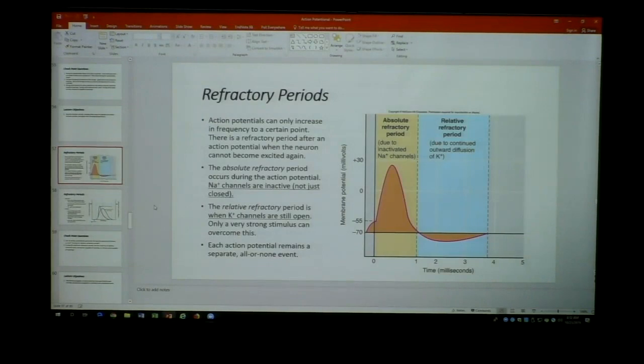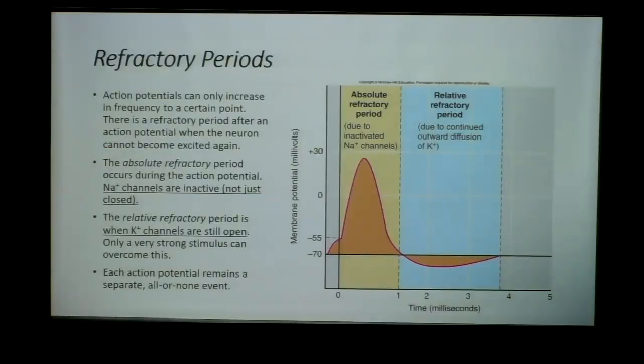Okay, so when we spoke about refractory periods, we talked about the two main types, the absolute, which is basically during the duration of the action potential. And what was responsible for the absolute refractory period? What event or what channel?